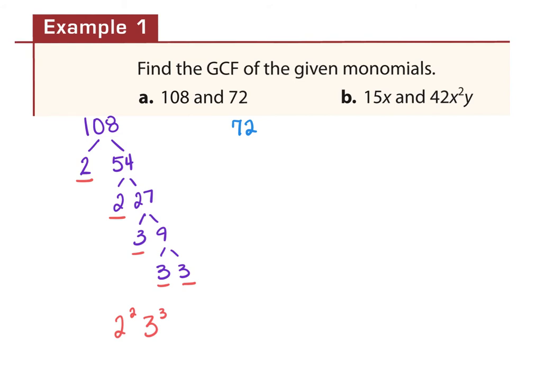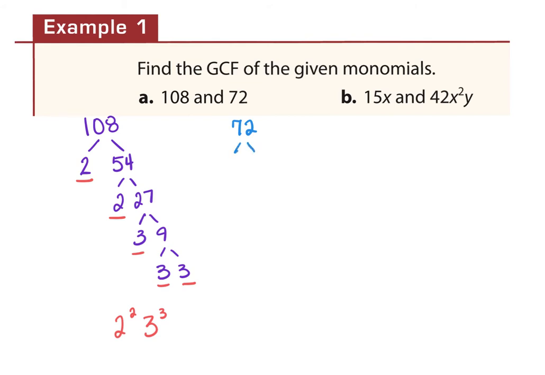2 and 3 are prime. So I wrote 108 as 2 squared times 3 cubed. If I were to take 2 squared times 3 cubed, I would get 108. That's how that works, okay? I just broke that number down into just prime numbers. It's called prime factorization. So I'm going to do the same thing with 72.